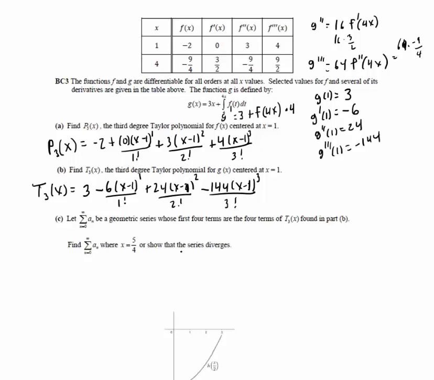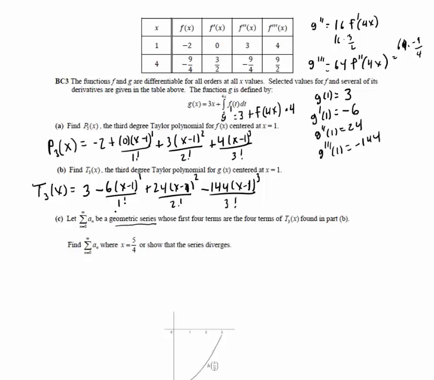All right, for part C, let the summation of a_n be a geometric series whose first 4 terms are the 4 terms found in part B here. So I got my first 4 terms here. Find the sum of a_n where x is equal to 5/4 or show that the series diverges.